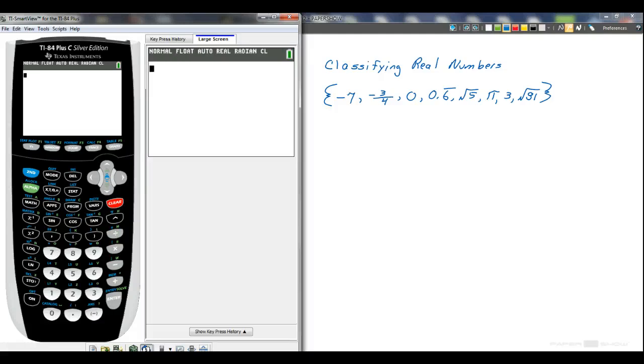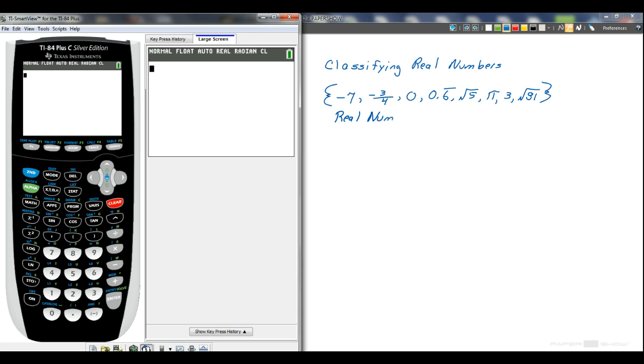This video talks about classifying real numbers. So you'll see here I have my calculator in case we need it, and the whiteboard with a bunch of numbers on there that we're going to go ahead and classify. Now remember, all the numbers we work with in this class are considered real numbers.